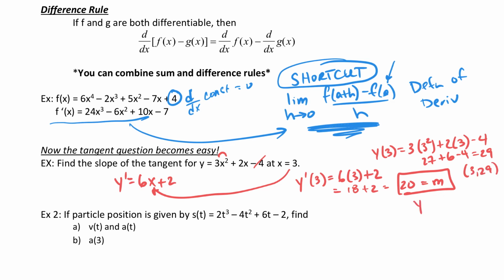So it would be y minus 29 equals 20 times (x minus 3). That would become my tangent line at 3. This is my slope, though. So let's go ahead and take a look at our next example.